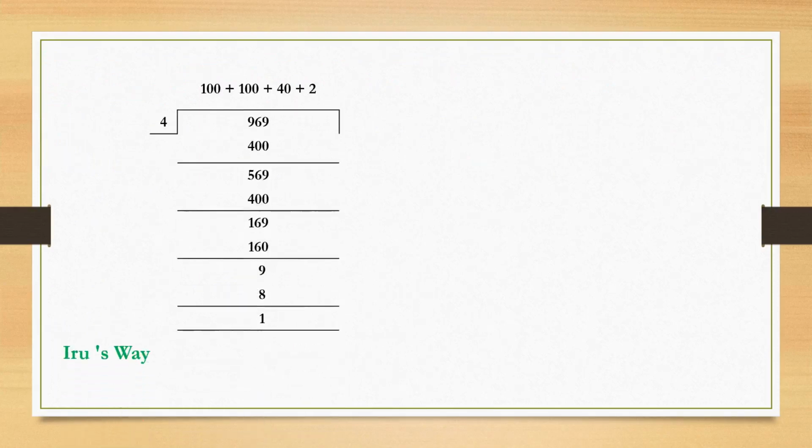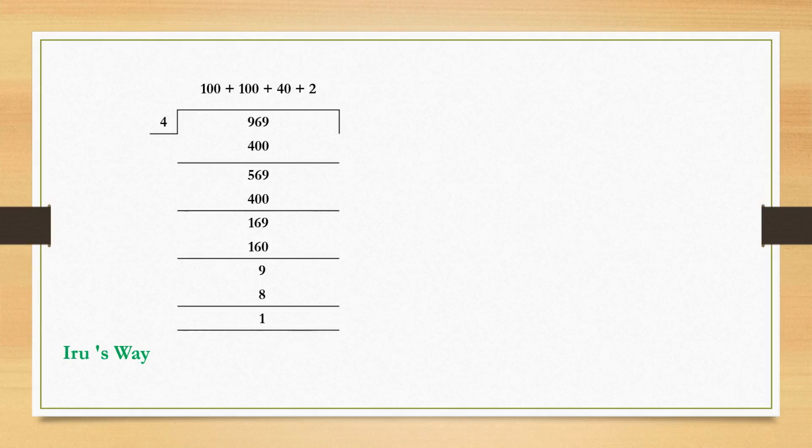969 pencils by 4. So Iru divided 969 pencils among 100 children first, and was left with 569 pencils. Then he divided 569 pencils among 100 children, and was left with 169 pencils. Then he divided 169 pencils among 40 children, and was left with 9 pencils. Then at last he divided 9 pencils among 2 children, and was left with only 1 pencil.